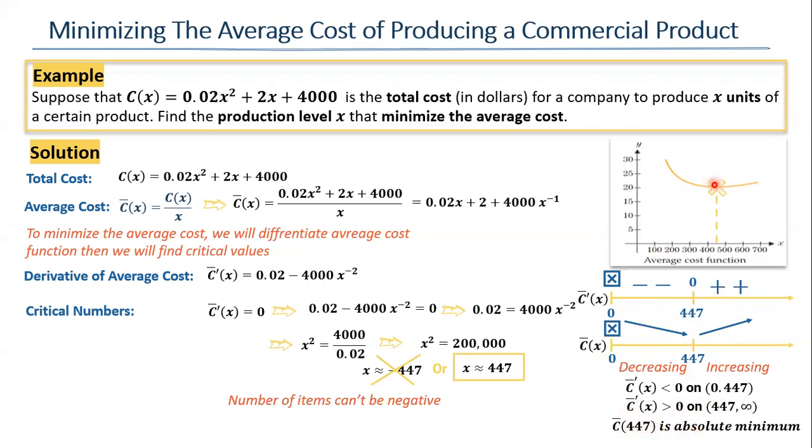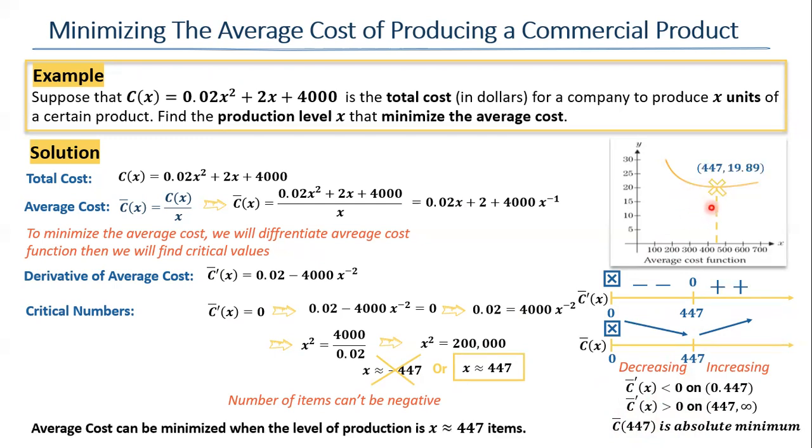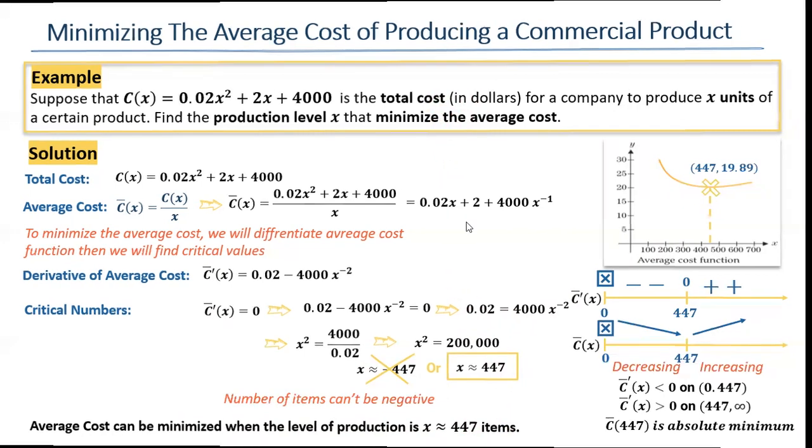Clear in this graph. Average cost can be minimized when the level of production is x equals 447 items. This is the answer to this question.